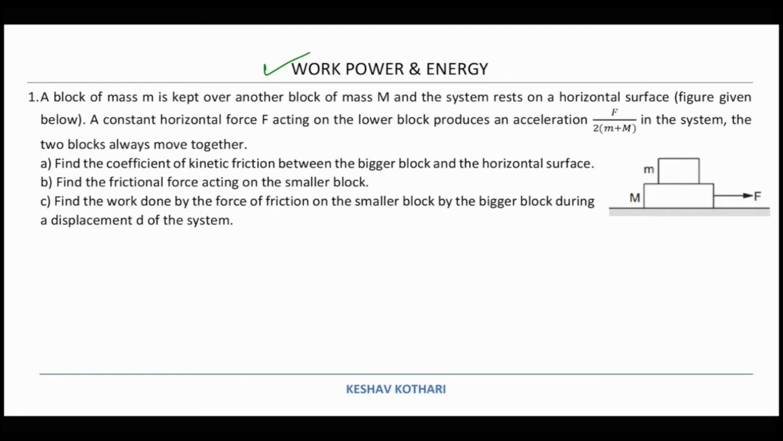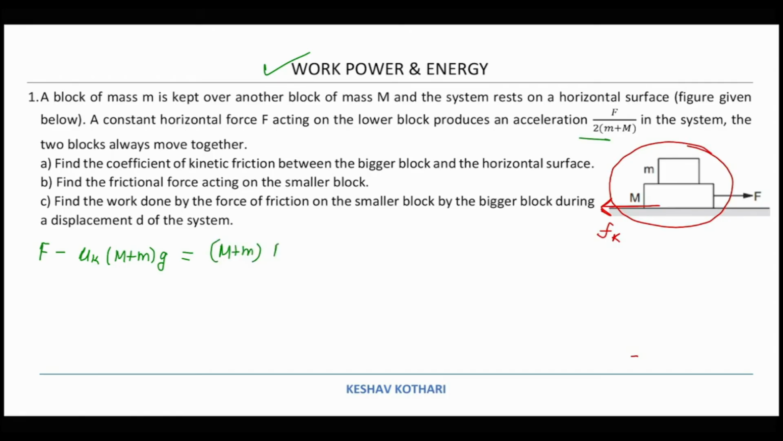So if I consider that the entire system is moving together, then I am considering that the frictional force that will oppose it is kinetic friction Fk. If I write the equation for the entire block system, then F net, that is F minus Fk, which can be written as mu k (m plus M) g, is equal to total mass, that is m plus M, into acceleration, which is given to us as F upon twice of (m plus M).